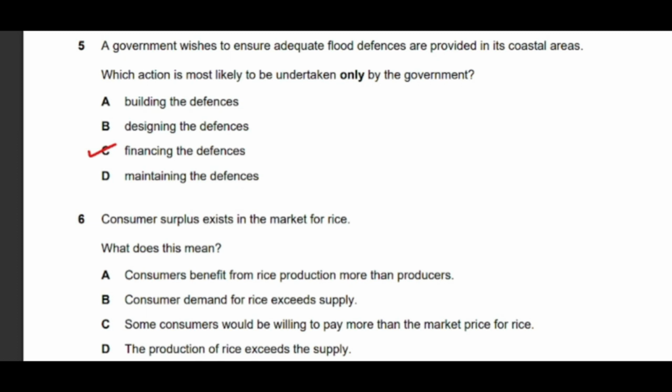Question number 6 is, consumer surplus exists in a market for rice. What does this mean? So C is the correct answer. Some consumers would be willing to pay more than the market price for rice. Consumer surplus is the difference between what consumers are willing to pay and the market price. Sometimes consumers are willing to pay, for example, $10, and if the consumer gets the rice at $8, then definitely he saves $2. So the $2 he saves is consumer surplus. So option C is the correct answer.